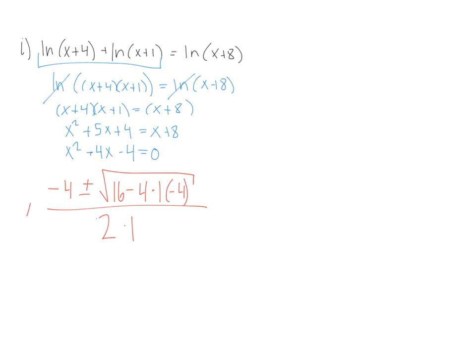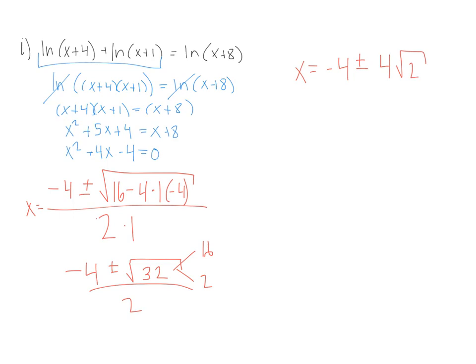Oh my goodness. So we have x. There we go. The screen kind of wanted to not do what I wanted it to. So we have negative 4 plus or minus the square root of negative 4 times negative 4 is plus 16, so it's 16 plus 16, all over 2. So that means here x is equal to negative 4 plus or minus 32 is 16 times 2, so we have 4 square root of 2. So that means that x is going to equal negative 2 plus or minus 2 square root of 2.